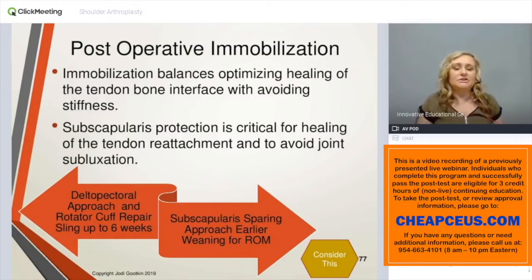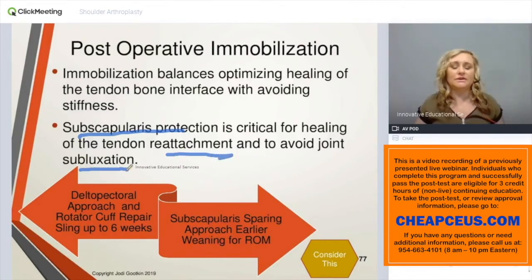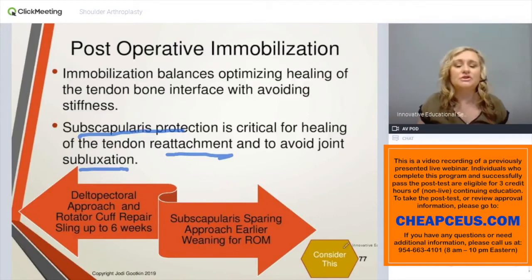For this reason, many patients are going to be presenting with a long-term use post-operatively of a sling, somewhere between 6 weeks or maybe even more if they have the reverse shoulder arthroplasty. And the key here is to really protect that subscapularis reattachment to avoid the joint subluxation, to really be cautious in that repair to allow stability and healing to occur.